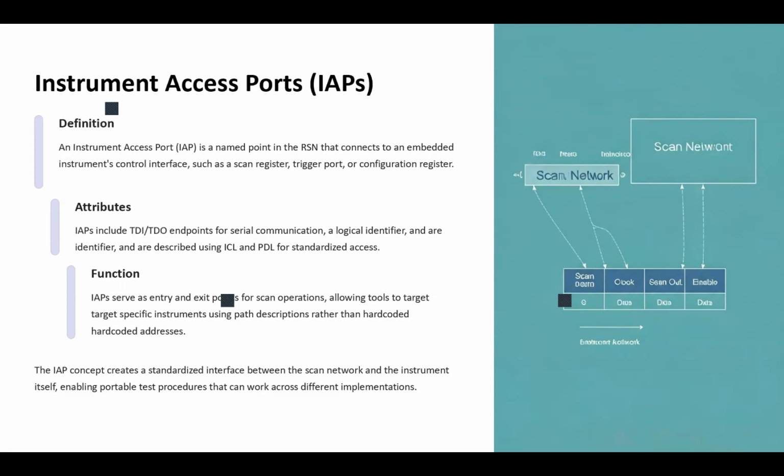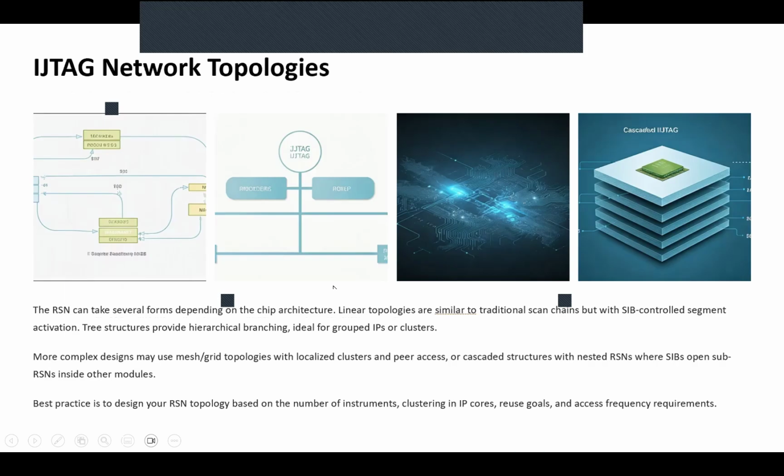Now, the IAPs let the test tool reach and operate an instrument by following the flexible scan path. It's not like a hard-coded address like older systems. Okay, so they define how to reach each instrument. They abstract the low-level wiring and simplify tool interaction. The IAPs are named, standardized, and tool readable. So it basically enables full automation, and they support different kinds of instruments. So there is a lot of flexibility in using the IAP in different technologies.